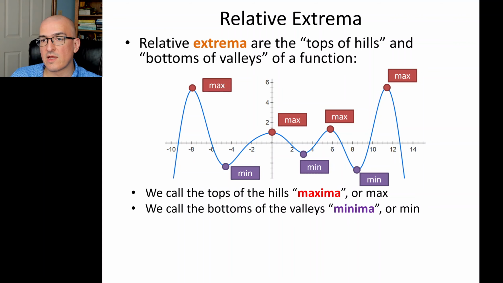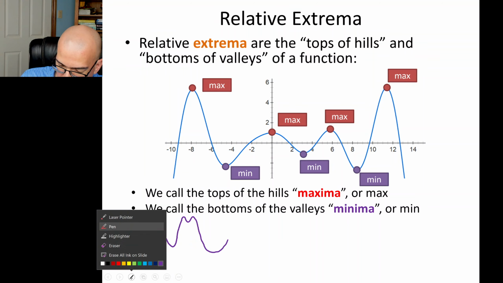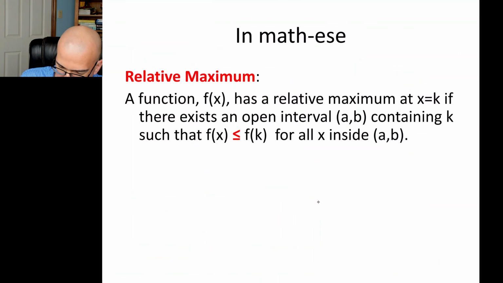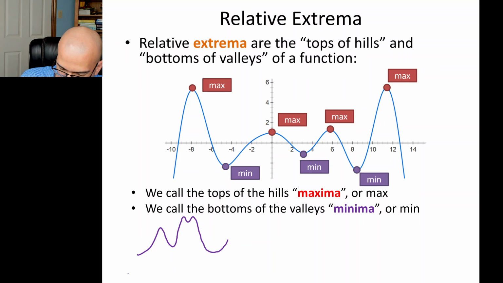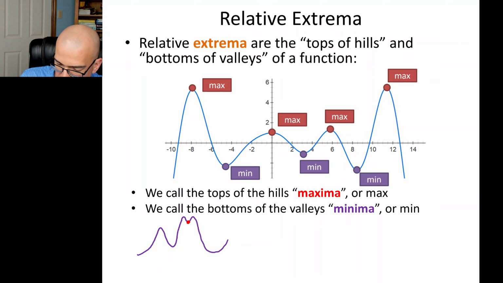Notice that it is possible, now this graph doesn't have it, so I'll draw another one. It's possible for a local minimum, or relative minimum, to be higher than a relative maximum. So I'll show you that with a quick picture. So there's a max. Okay, so there's a graph where there's a min, a local min, or relative min. They mean the same thing.